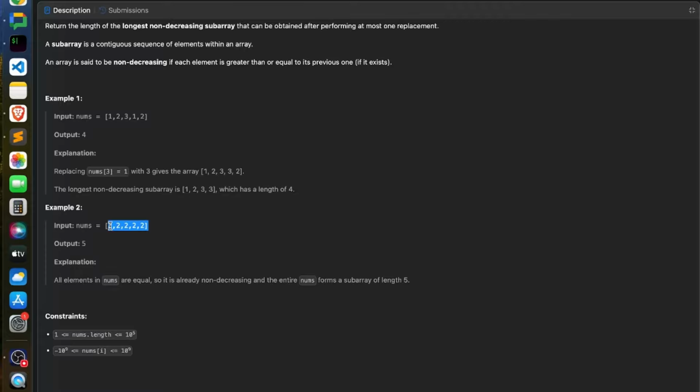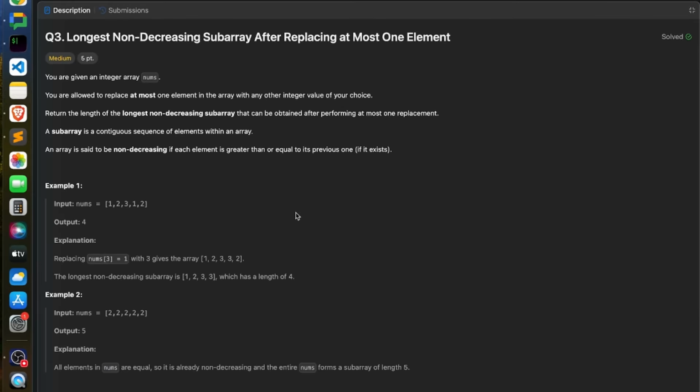See here, your maximum non-decreasing subarray is anyway 5. So even if you apply the operation, your maximum length is not going to change, right? So yeah, this problem is kind of a DP plus prefix array concept. It's a good problem. Let's see how we can approach it.